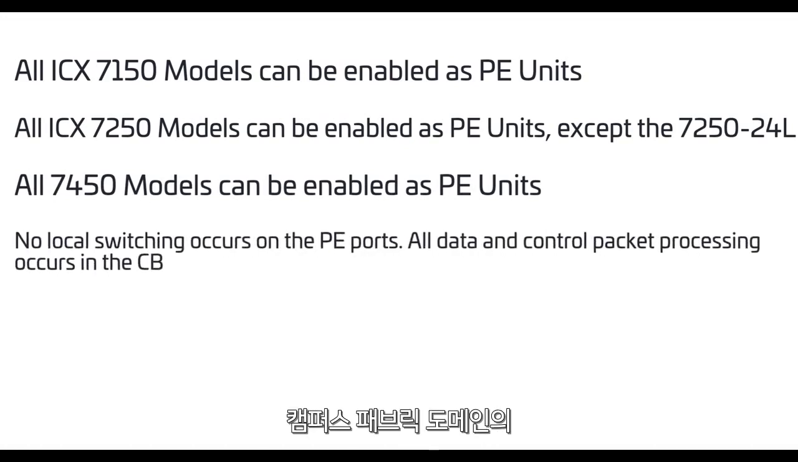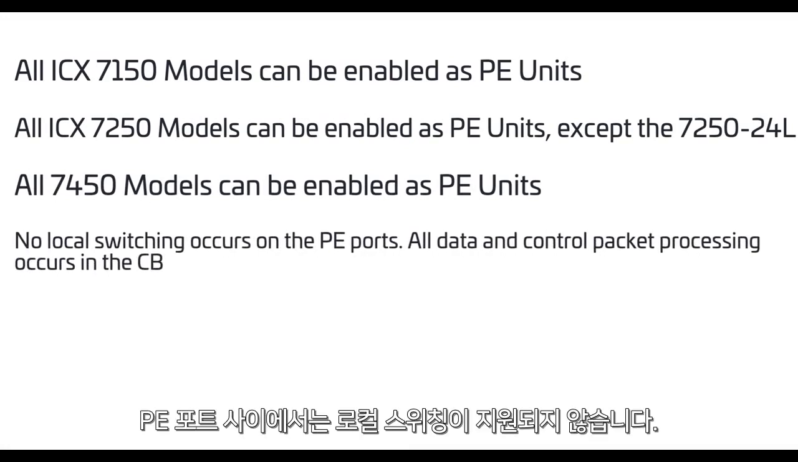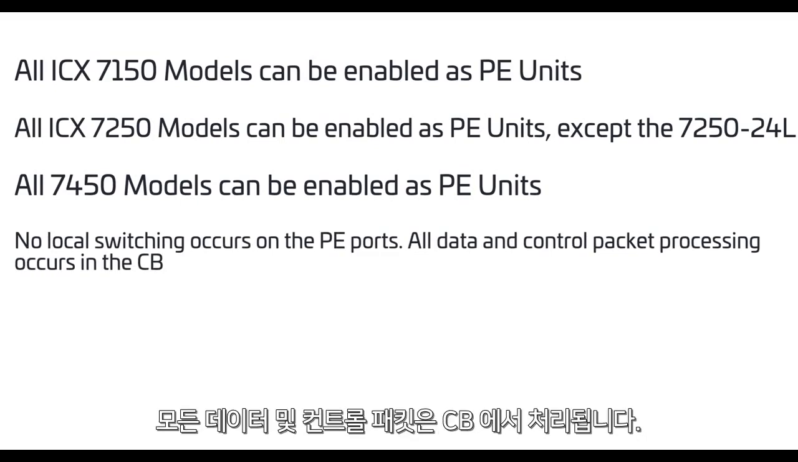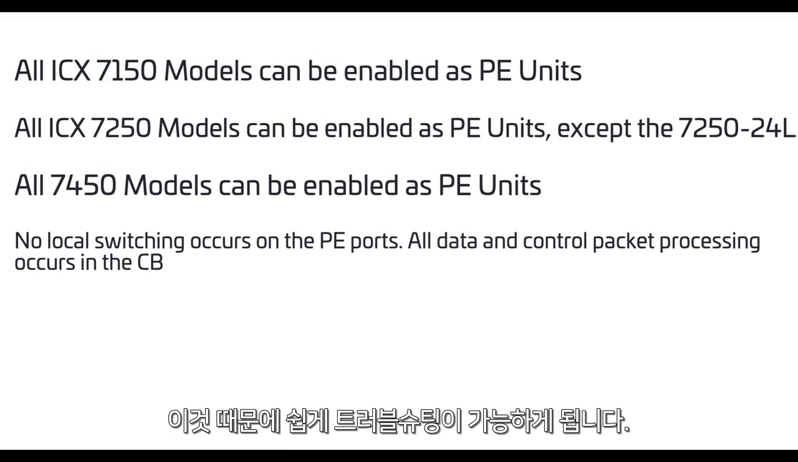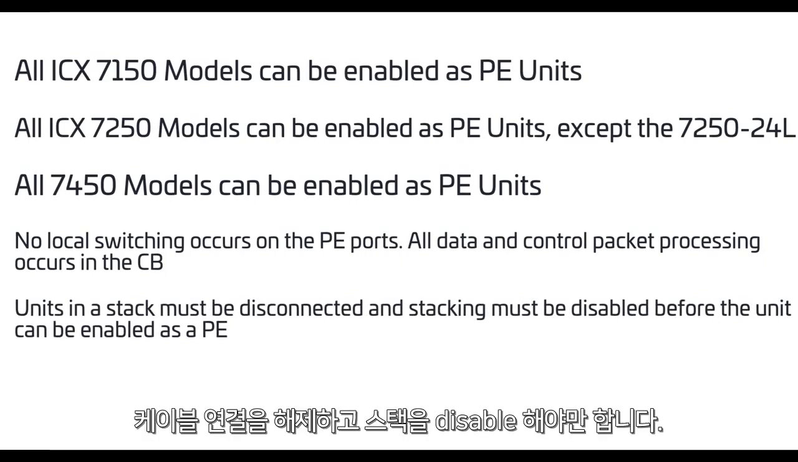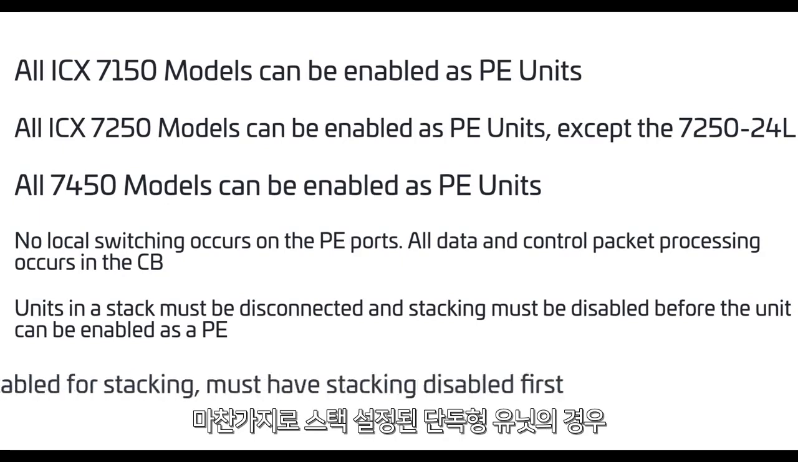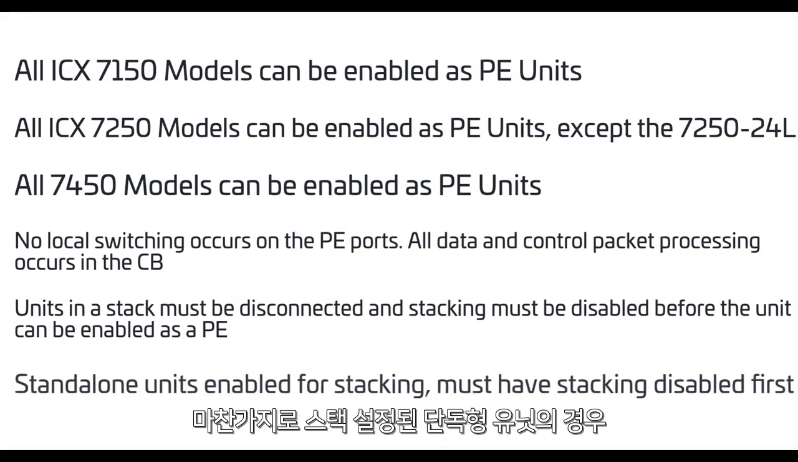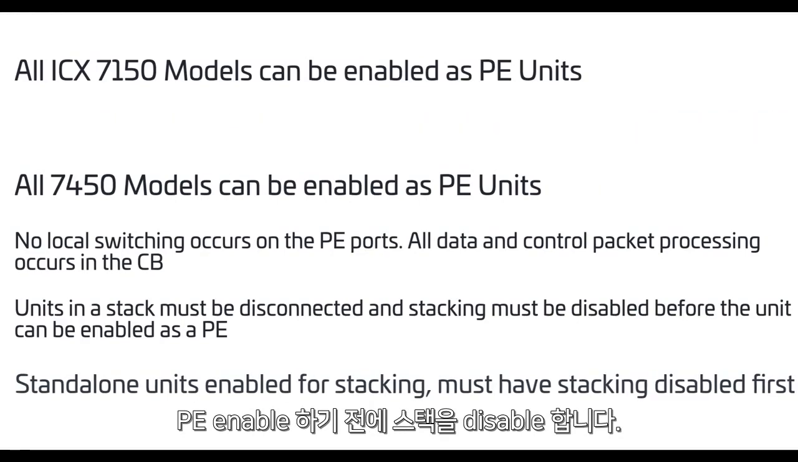In a campus fabric domain, no local switching occurs on the PE ports. All data and control packet processing occurs in the control bridge. This can be handy when you're trying to troubleshoot issues. Units in a stack must be disconnected and stacking must be disabled before the unit can be enabled as a PE device. Likewise, standalone units with stacking enabled must have it disabled before it can be enabled as a PE.